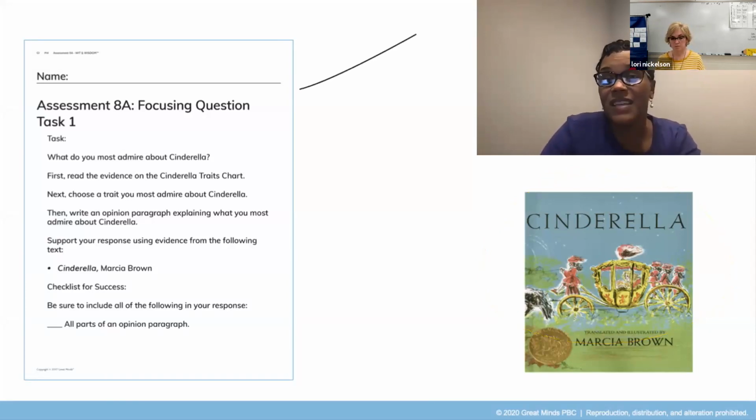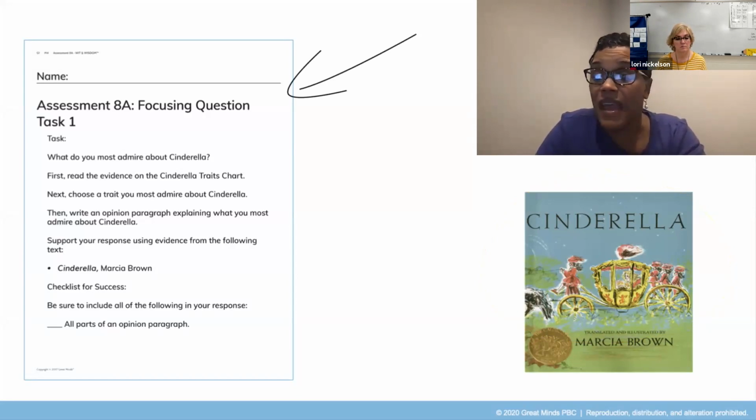Take a look at assessment 8A, focusing question task 1. It looks like what you see on the screen. Listen as I read the prompt. Task: what do you most admire about Cinderella? First, read the evidence on the Cinderella traits chart. Next, choose a trait you most admire about Cinderella.